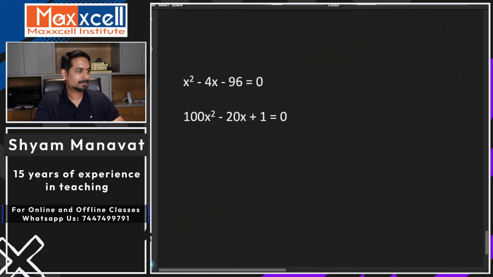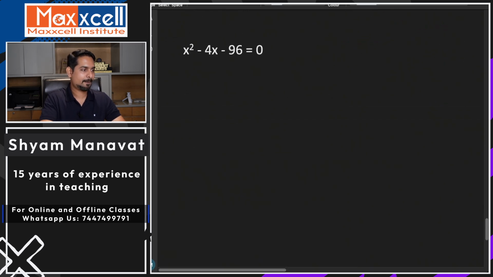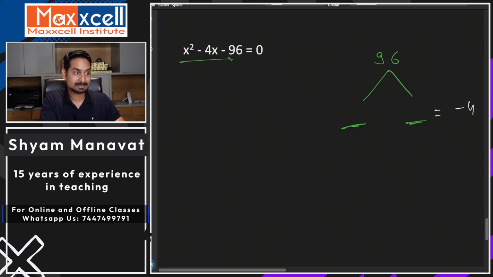Okay, let's see. Next two questions. Look at this. Yes, 96. What should I do? Now what? Divide into two parts. Two numbers such that the coefficient of x is what? Minus 4. So 96 divided into two numbers such that the subtraction should be minus 4. Correct. The subtraction should be minus 4 here, because the sign of constant is negative.